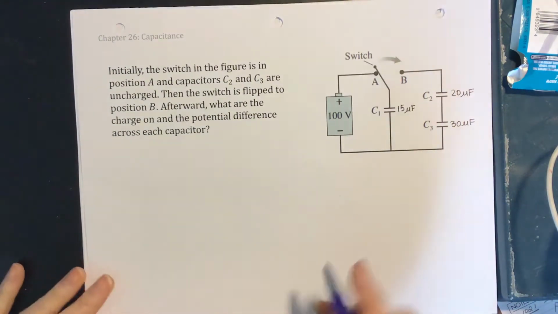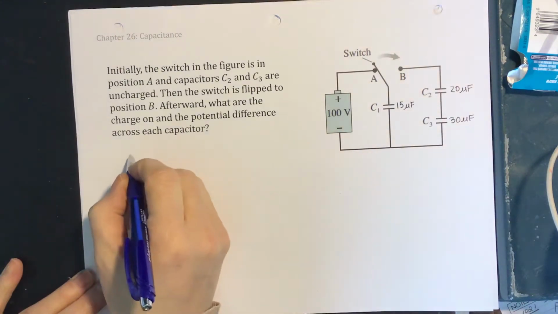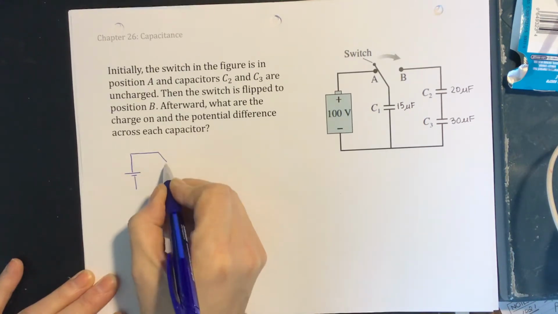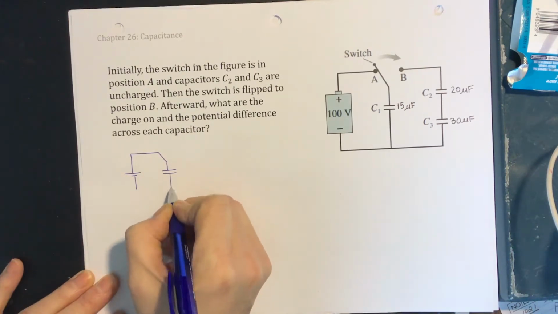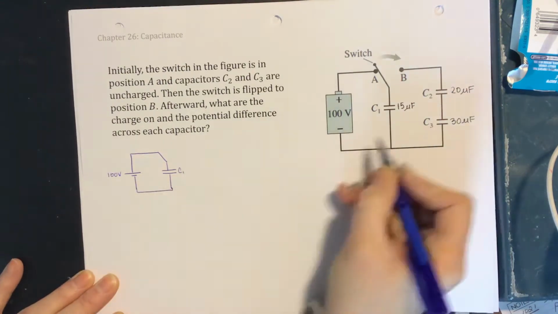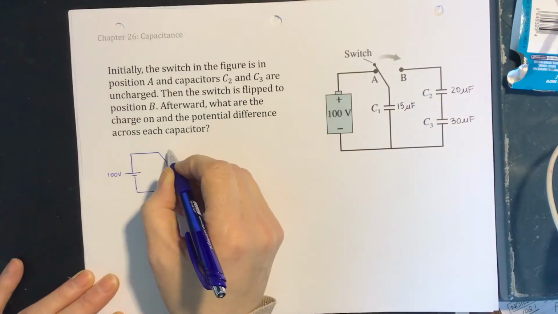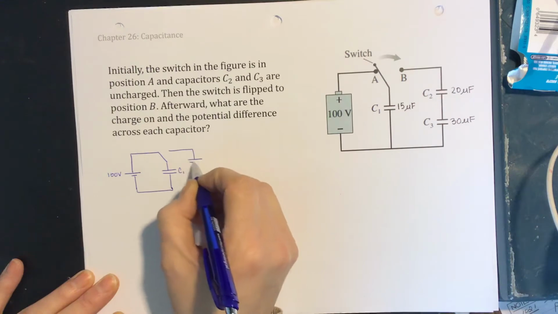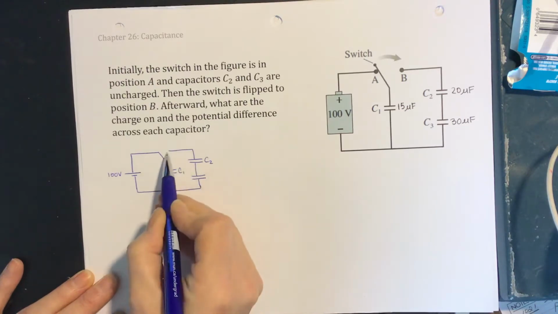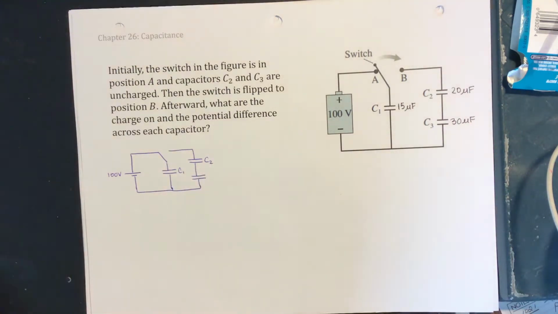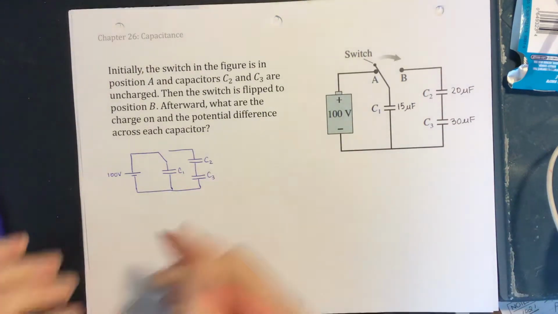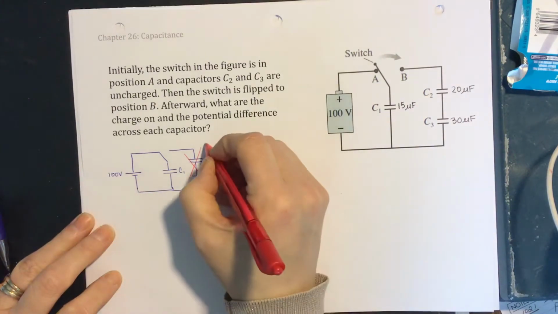So let's think about what's happening in this problem. In the first part of the problem, we have our battery here, and we have a connection to capacitor C1. So this is our 100 volt battery. This is our capacitor C1, which is 15 microfarads. And this part of the circuit that goes to C2 and C3, that's not connected at all. If there's an open circuit, no current can flow in this part because it's not connected. So it's just like those two things aren't even there. So no current flow because the switch is open.